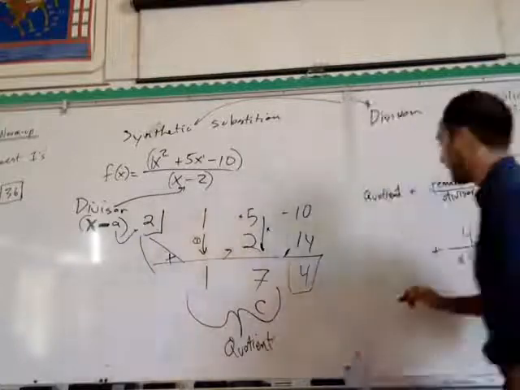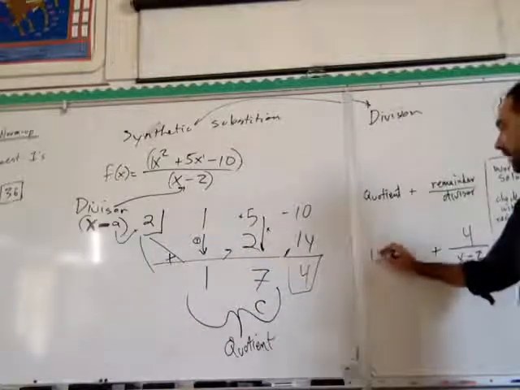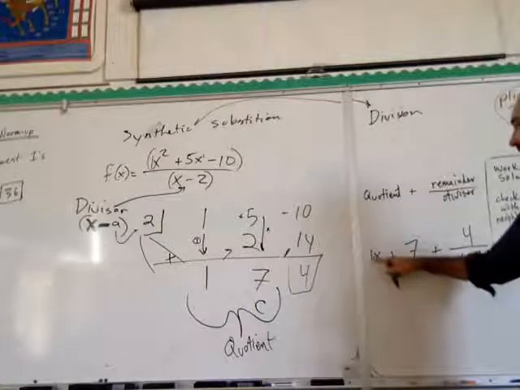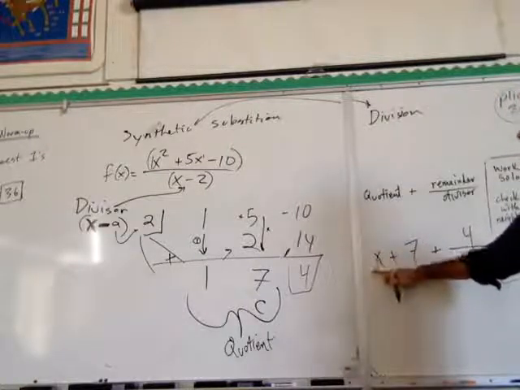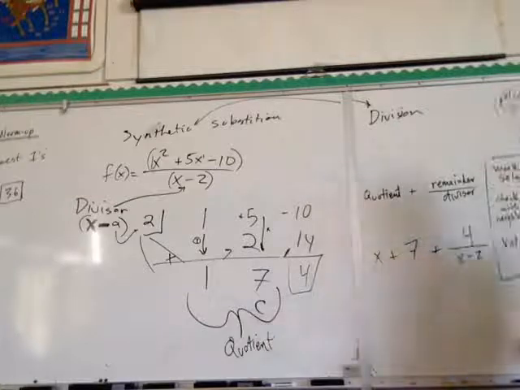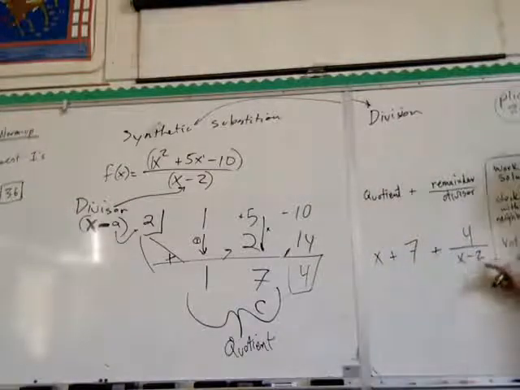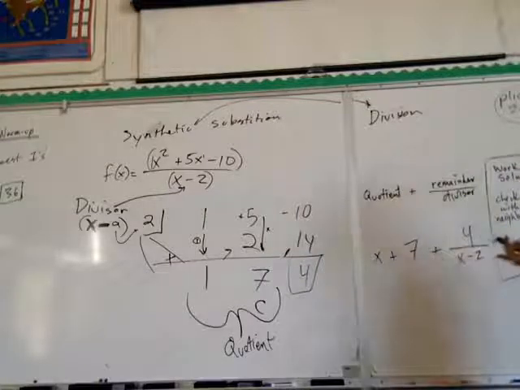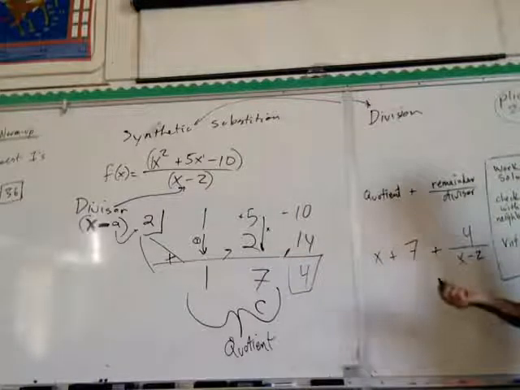And if I go over here now, the quotient I want to put in there, it's that 1x plus 7. Do I need to put this 1 out here? Nah. We're just showing that that coefficient was 1 plus 7 plus 4 over x minus 2. Okay. I know it's a process. We're going to do a couple of these in class in particular. Are there any questions coming up right now?